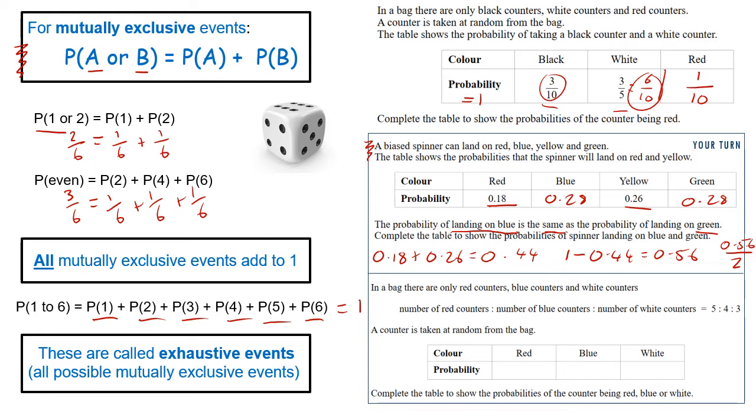A counter's taken from the bag and we're asked for the probability of each colour. So starting with red, if we do this as a fraction, there are 5 out of a total of 12 counters. So that's our probability. For blue, it's 4 out of 12, and for white, it's 3 out of 12. And checking these, we can see that they do add up to equal 1.